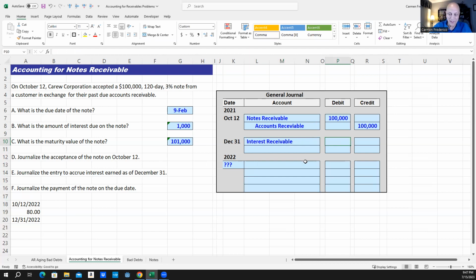So what's the interest going to be? It's going to be the $100,000 principal times rate times time, right? 100,000 times 0.03 times 80 divided by 360. So in this case, we have $667 being accrued for the interest that we've earned for the 80 days from October 12th through December 31st. And we're going to put interest revenue, interest earned, whatever you want to call it, of $667.